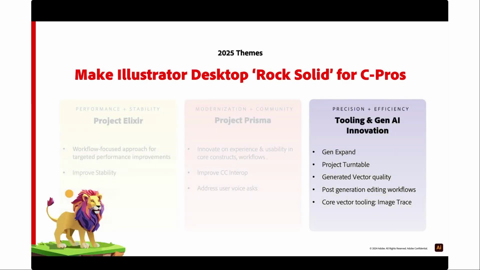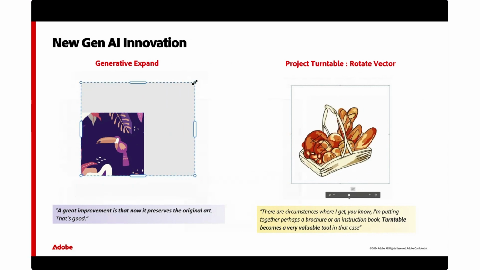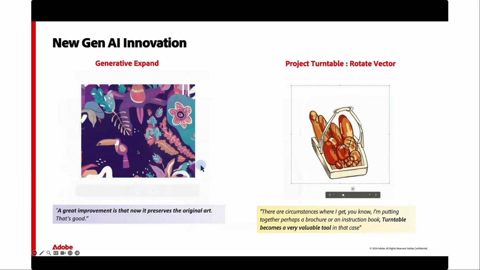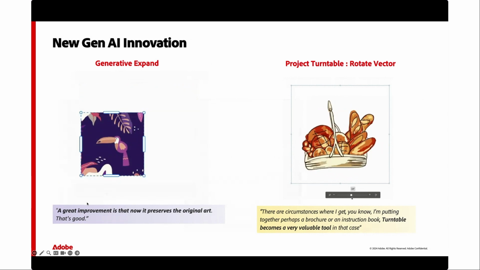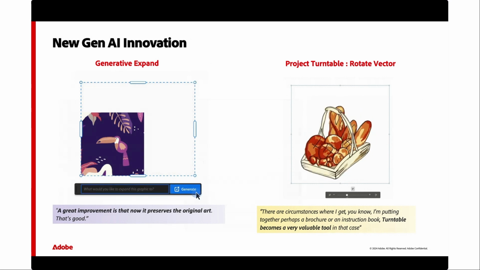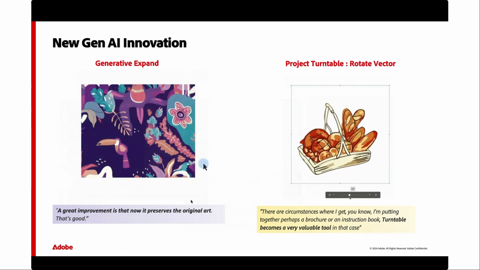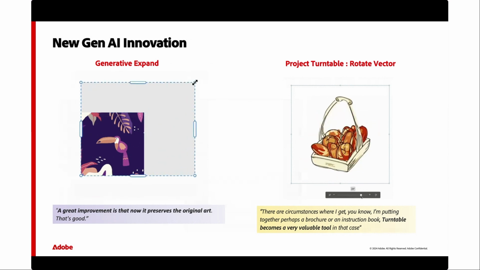The next is GenAI innovation. Most of you must know we recently introduced Generative Expand, where you can change your aspect ratio in just one click. Do give it a try. It's available in the latest release of Illustrator, and the team is also working on Project Turntable, and we'll share some updates with you on that soon.